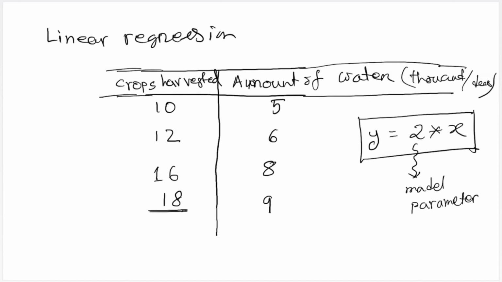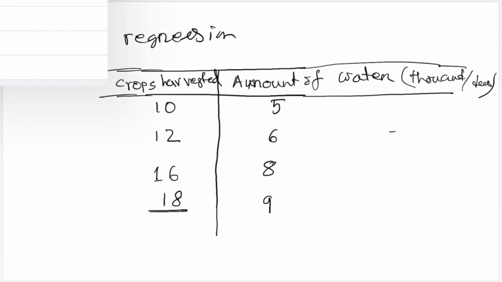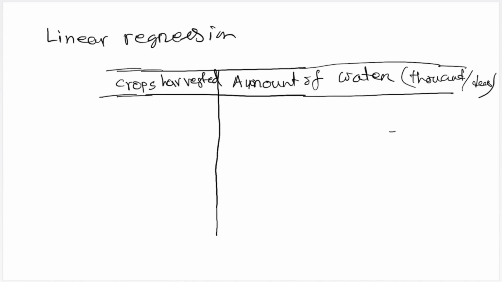Let's make it a little bit more complex. Let's change this dataset entirely. Let's say that for 5 units of water, the harvest amount is 11. For 6 units of water, the harvest amount is 13. For 7 units of water, the harvest amount is 15. For 10 units of water, the harvest amount is 21. Can you tell me what would be the harvest amount if the unit of water is 9?